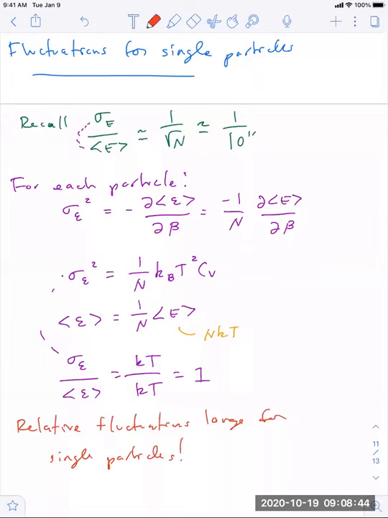And it's only when we have a system of very many of these particles that the fluctuations eventually go to very small numbers and approach 0. So if we have n particles, the relative fluctuation is about 1 in a trillion. Whereas if we have a single particle, then the fluctuation is the magnitude of the energy itself.